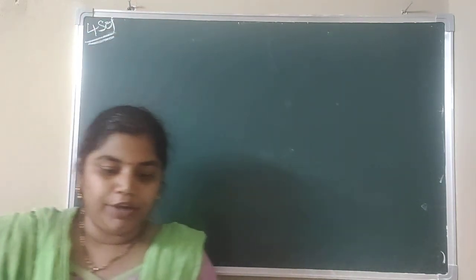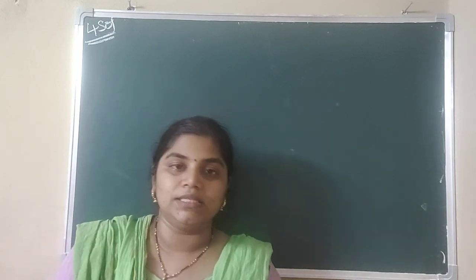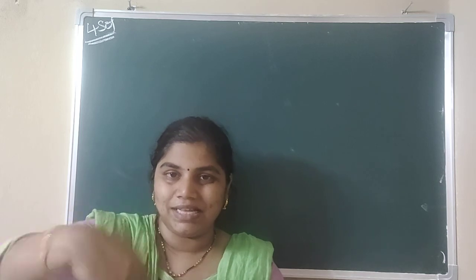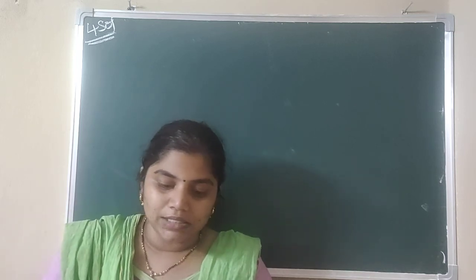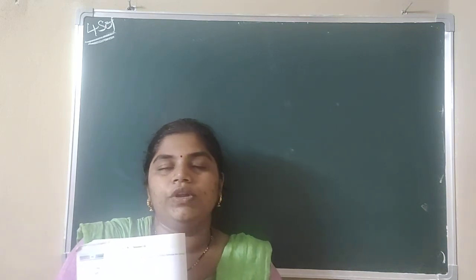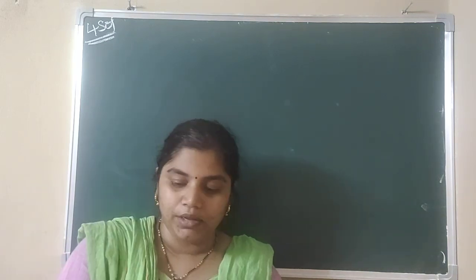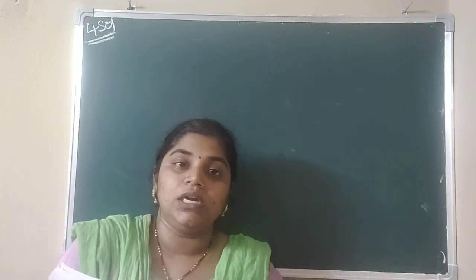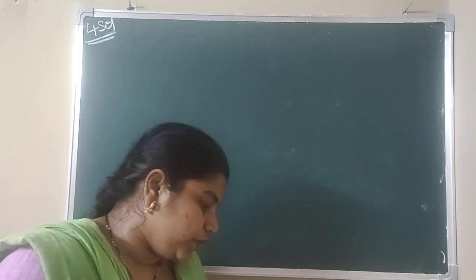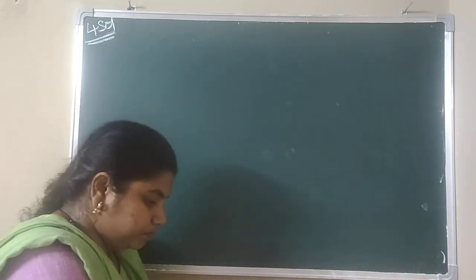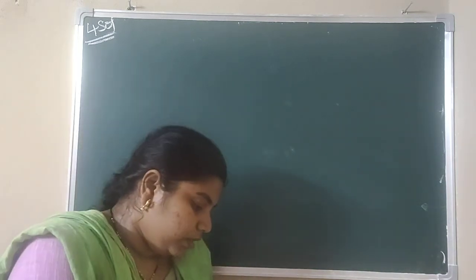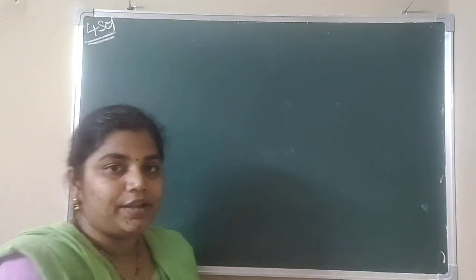We will see. The numerator of a fraction is 4 less than the denominator. So here the numerator value is 4 less than the denominator value. If 1 is added to both the numerator and denominator, it becomes 1 by 2. The result will be equal to 1 by 2. So find the fraction. So we have to find the fraction here. So let the fraction be. So what is the question here? The numerator of the fraction is 4 less than the denominator.